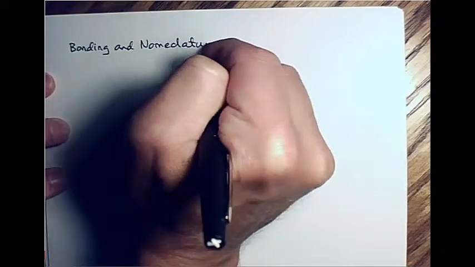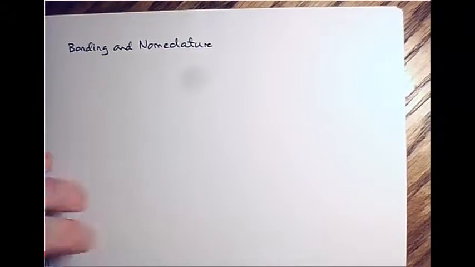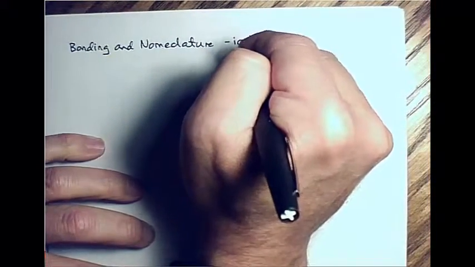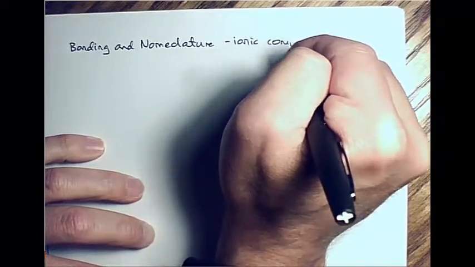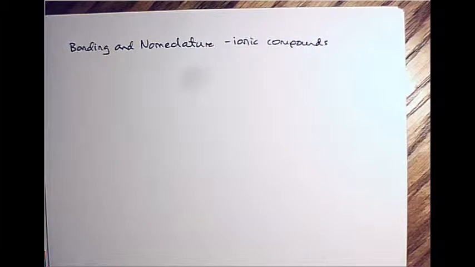And in the last lesson, we were working on bonding and nomenclature for covalent compounds. Today we're beginning to look at ionic compounds. At the beginning of the previous lesson, we looked briefly at what metals and nonmetals do. We were talking about covalent compounds primarily, and in covalent compounds, you have nothing but nonmetals bonding with nonmetals.